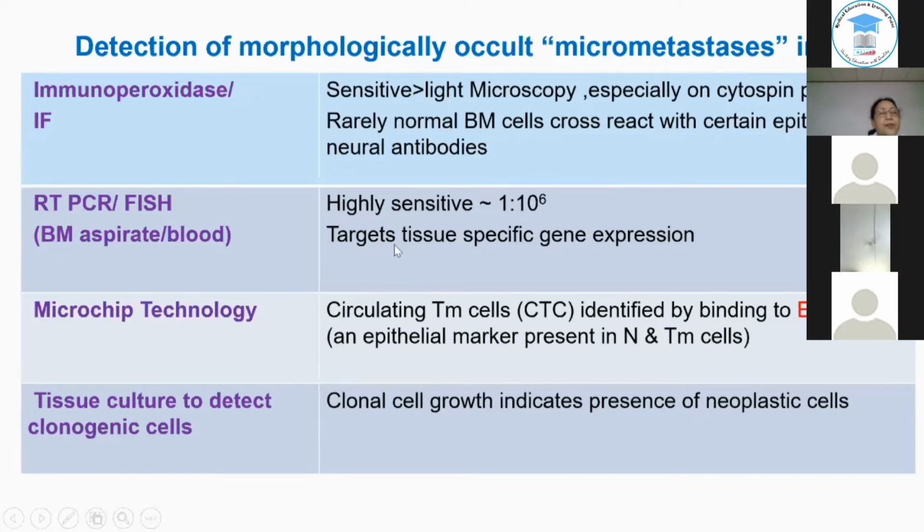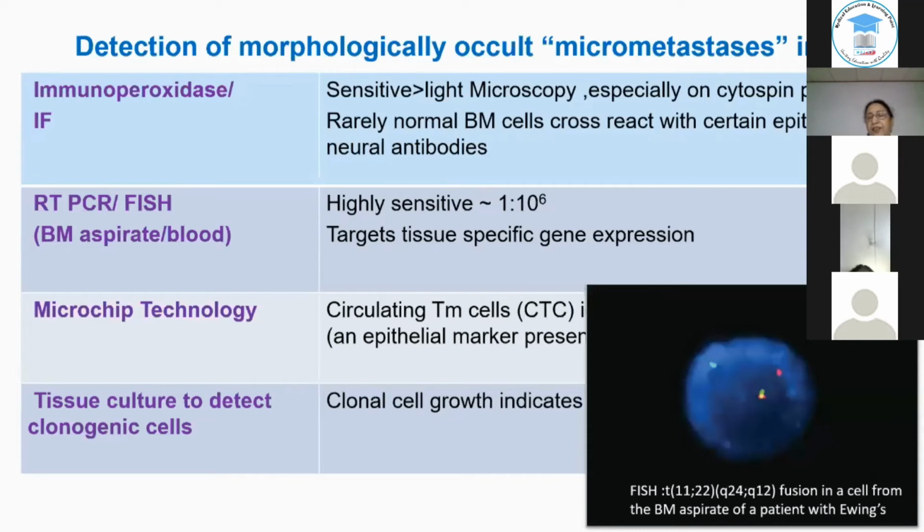Then you can also do RT-PCR or FISH. It is highly sensitive, but you need target tissue-specific gene expression probes for that. Like here, in a case of Ewing sarcoma, you can use a FISH probe for t(11;22). Here you can see the probes.